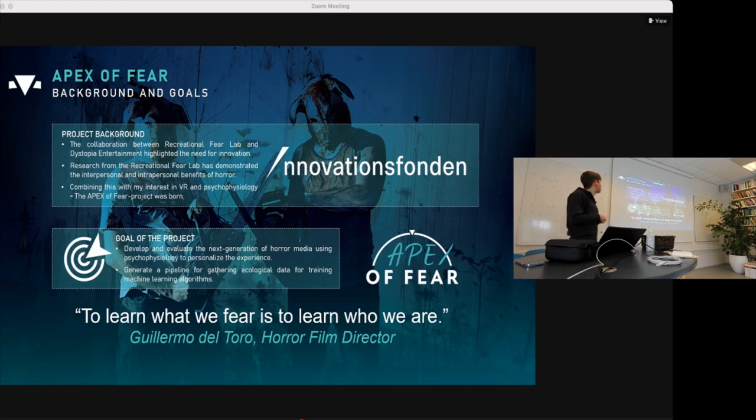On a higher level, we are planning on combining VR with psychophysiology and horror to build this next generation of horror media, where we tailor the experience to the individual person's phobias and reactions based on their physiology. We're combining my interest in VR and psychophysiology with Matthias's and the Recreational Fear Lab's background, showing the benefits, both interpersonal and intrapersonal, that horror can have: both the bonding, but also learning to cope. It's a threat simulation, which has its benefits. So that's what we're building.